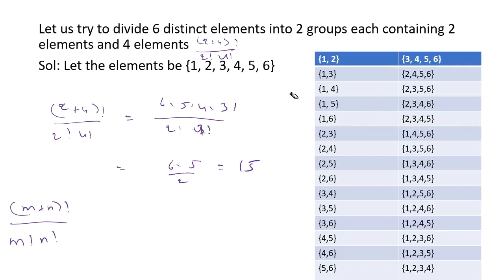So we have 1, 2, 3, 4, 5, 6. I am dividing these 6 elements into 2 groups containing 2 elements and 4 elements. So this column contains all 2 element groups, and this column contains all 4 element groups. So pause the video and have a look at this division.